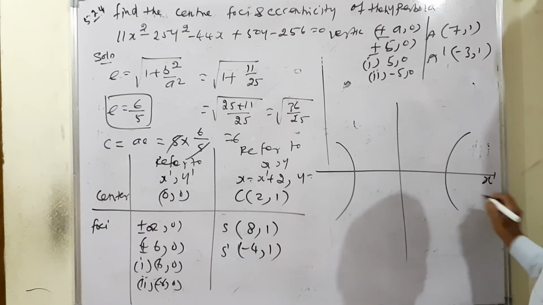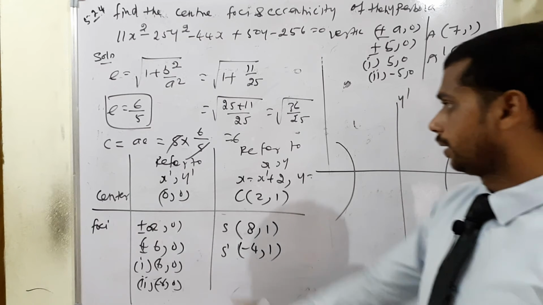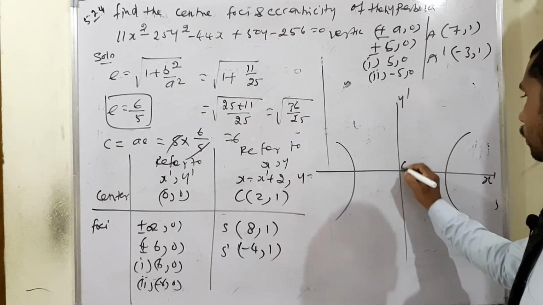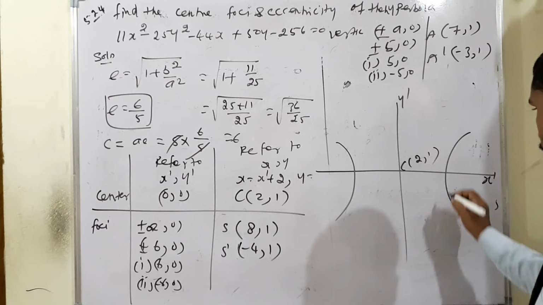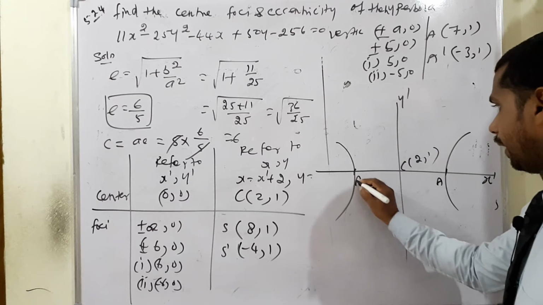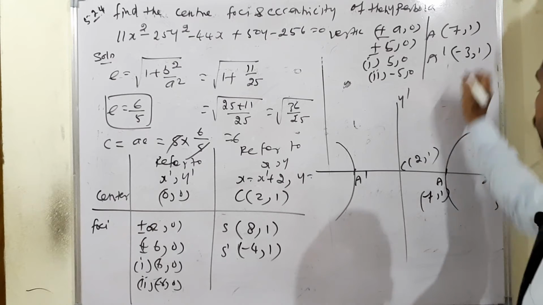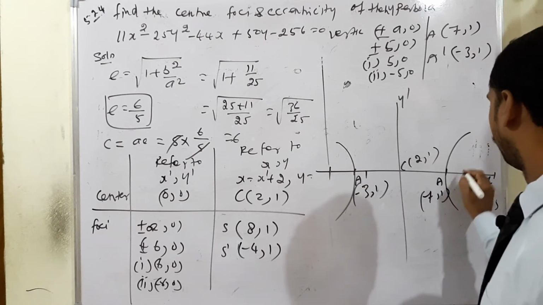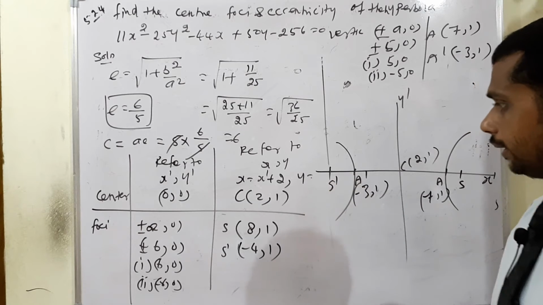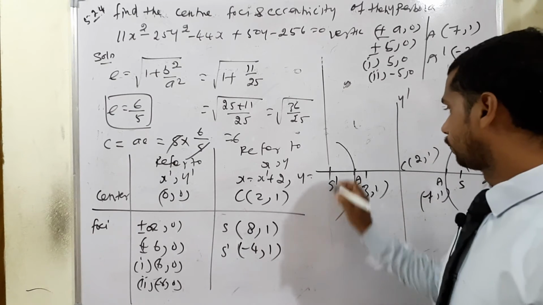This is x' and y'. So, first center, what is the point? Center actually is 0 comma, that is (2, 1). Center (2, 1). Now, this is A and A', that is vertices. A is equal to (7, 1), then A' means (-3, 1), then foci S and S', S is equal to (8, 1), then (-4, 1).